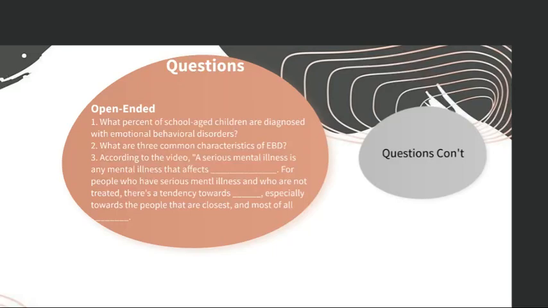Number 3, according to the video, a serious mental illness is any mental illness that affects blank. For people who have serious mental illness and who are not treated, there's a tendency towards blank, especially towards the people that are closest and most of all blank. So this should be affect somebody you love, tendency towards violence, and especially towards the people that are closest and most of all themselves.